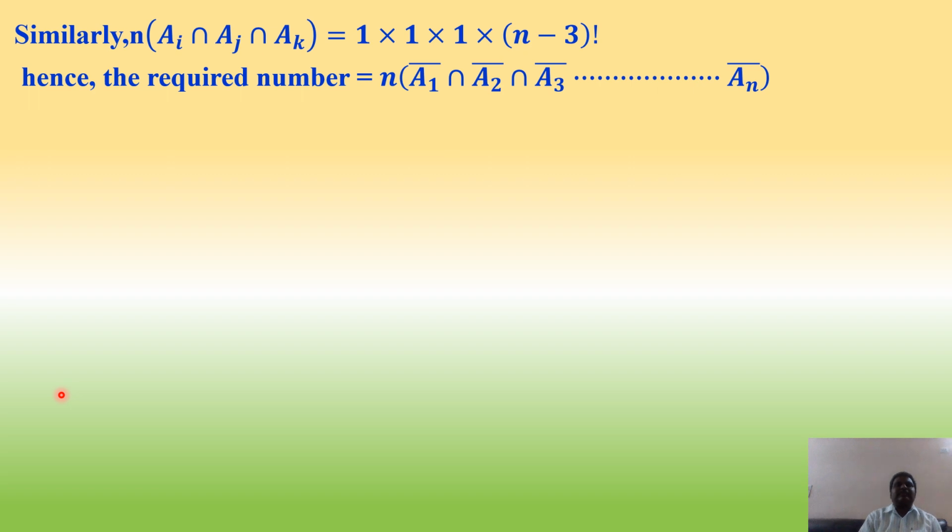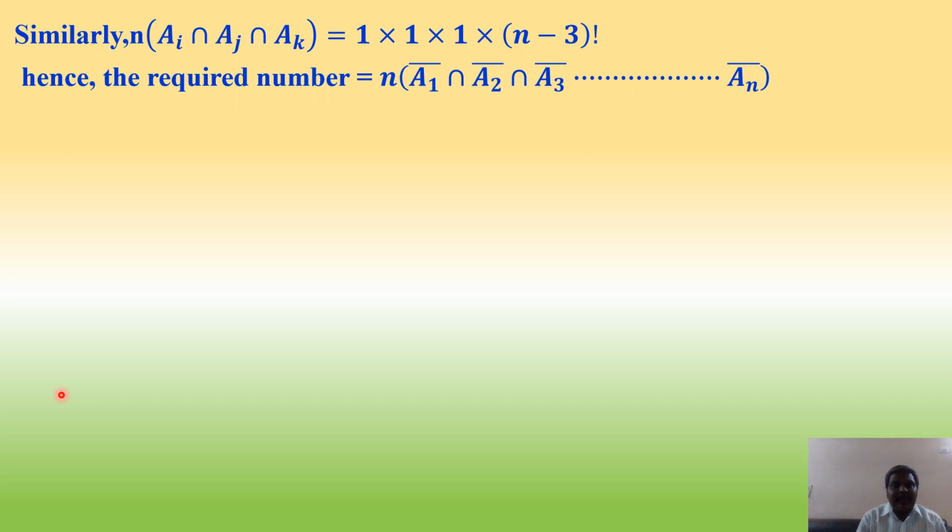Hence, what is your required number? n of A1 bar intersection A2 bar intersection and so on up to An bar. Am I correct or not? What is A1 bar? A1 bar is the complement of A1. Listen very carefully. What is your A1? A1 is the set of all distributions such that the letter 1 goes to its corresponding right envelope. So A1 bar means the set which consists of all the distributions such that letter 1 does not go to its corresponding envelope.